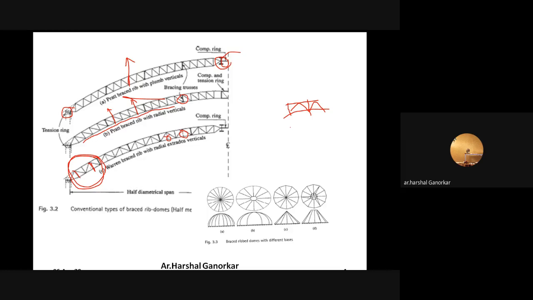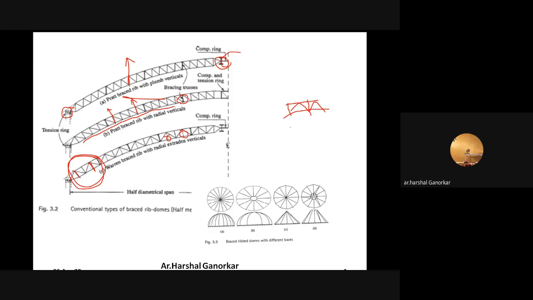So one type also has three types. First without verticals, second with verticals radial, and third without vertical at the lower chord. And in that type we have the vertical member vertical and another vertical member radial. So these are the basic diagrams or basic types of the rib domes.